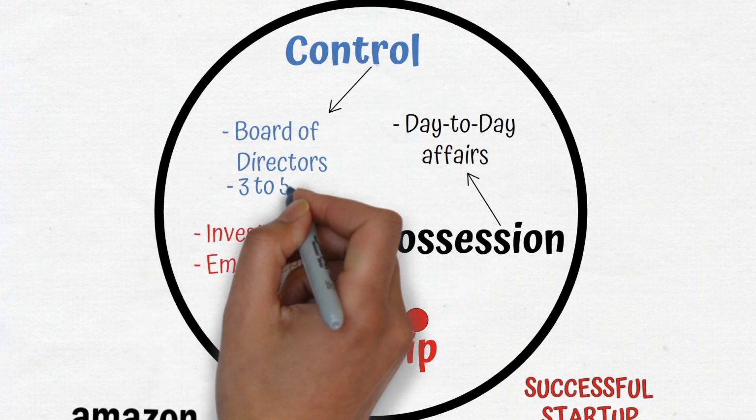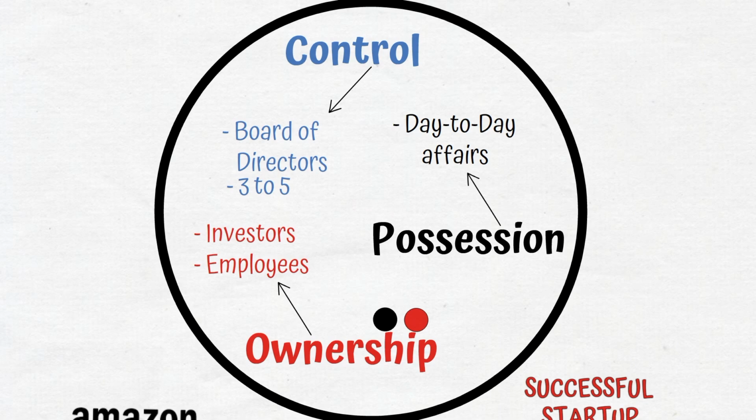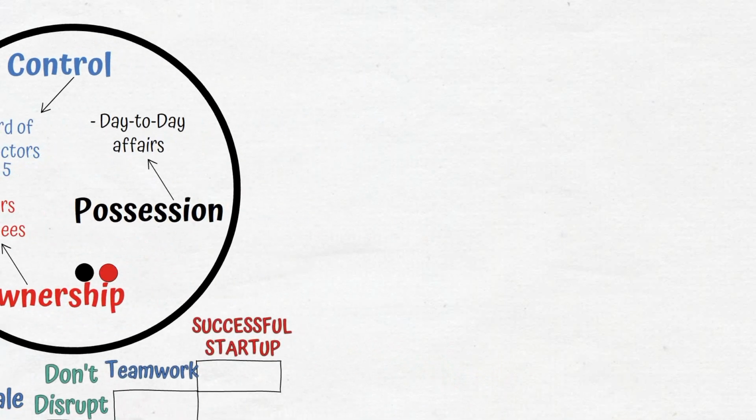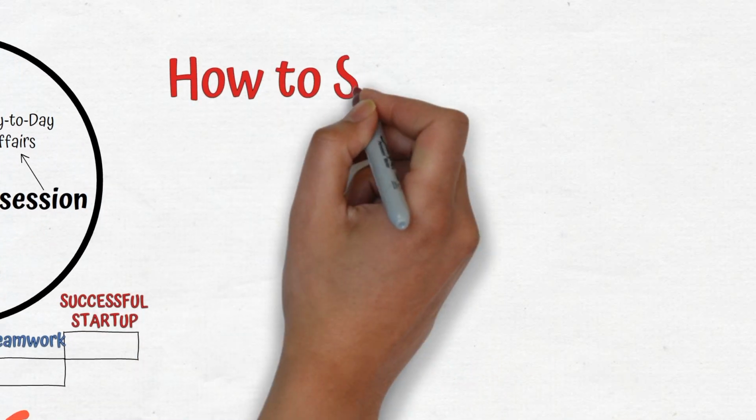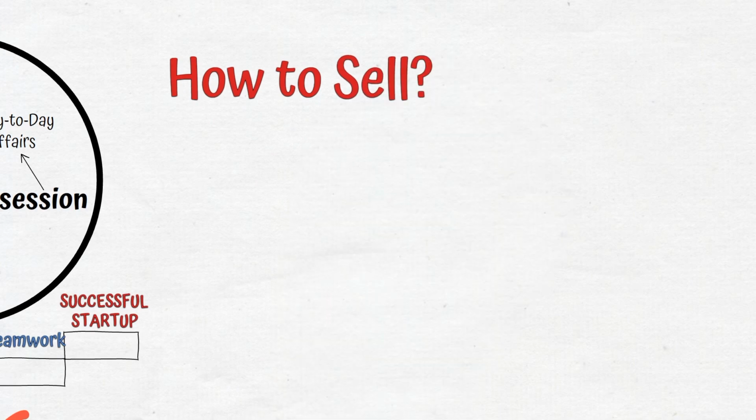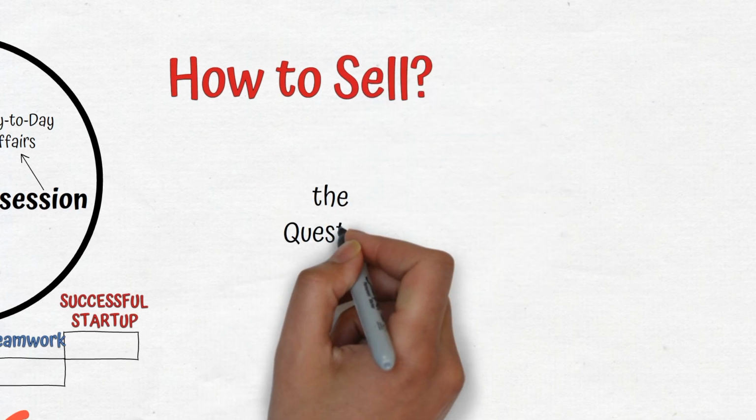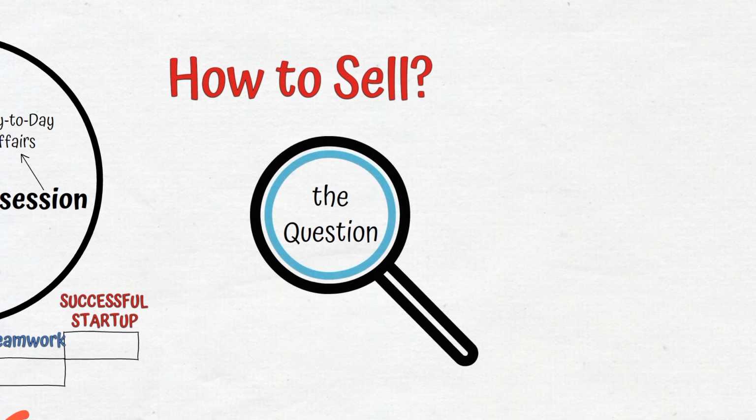Smaller boards, with only 3 to 5 people, work better. Larger boards are not as effective. In the final part, we will cover how to sell the product you discover. Now, let's reveal the question that will unlock the secret to a successful idea.